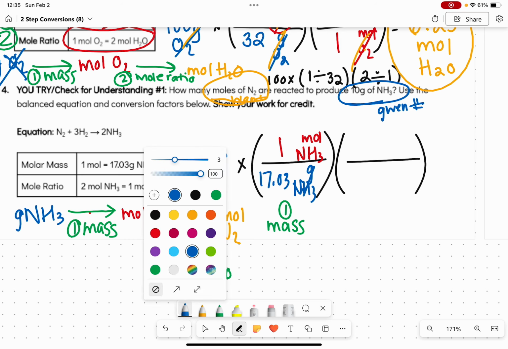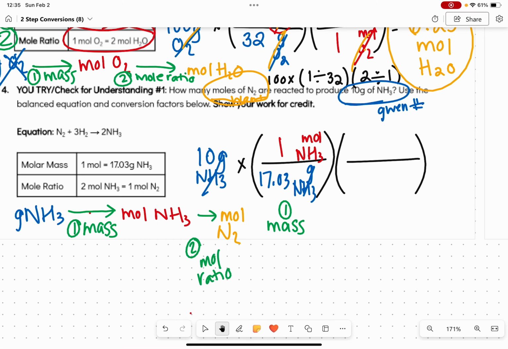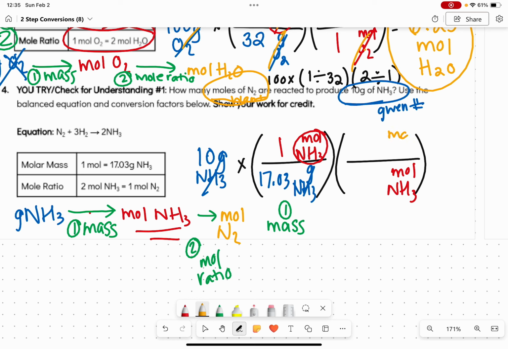So, because we have moles of NH3 is what we're starting with for the second conversion, that's going to go at the bottom. And moles of N2 is at the top because that's what we want to find. So, the reason moles of NH3 goes on the bottom is so that it cancels out. Now we can put our numbers with it.